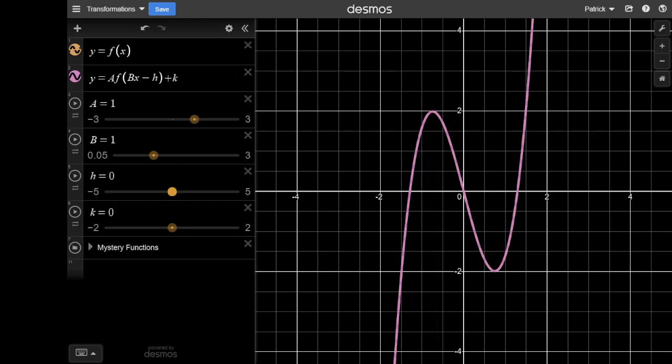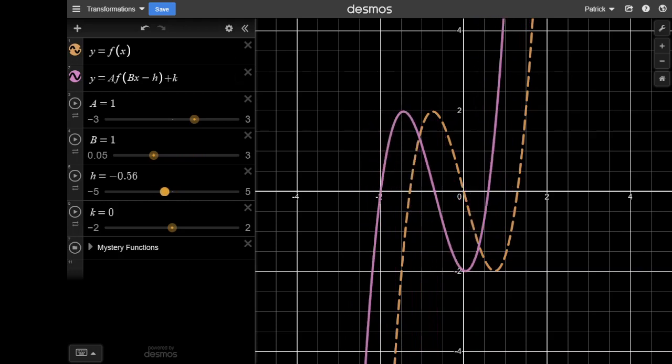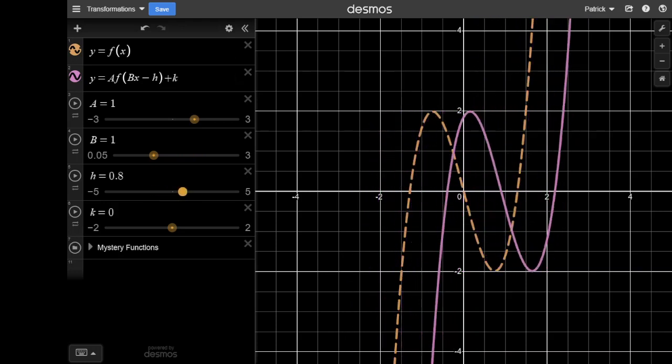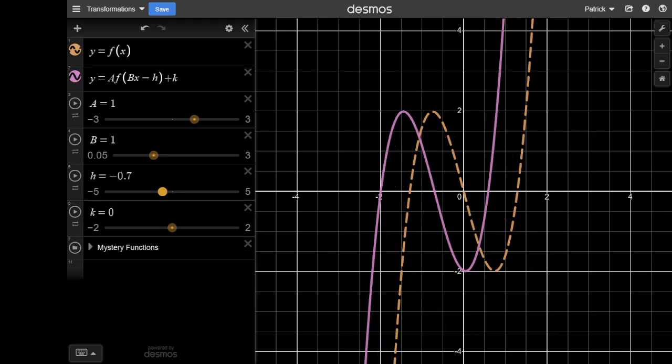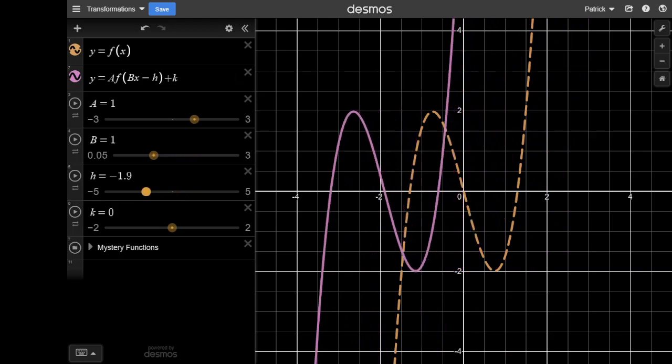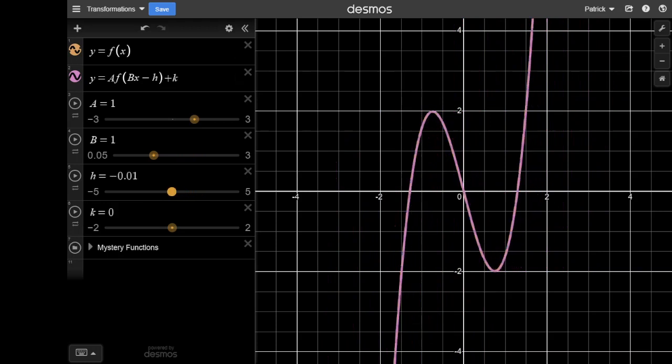H is a translation horizontally. It causes the graph to move left and right. One thing to notice here, I have this set up so that when you take a negative value of h, it moves to the left. When you take a positive value of h, it moves to the right. But there is something happening.